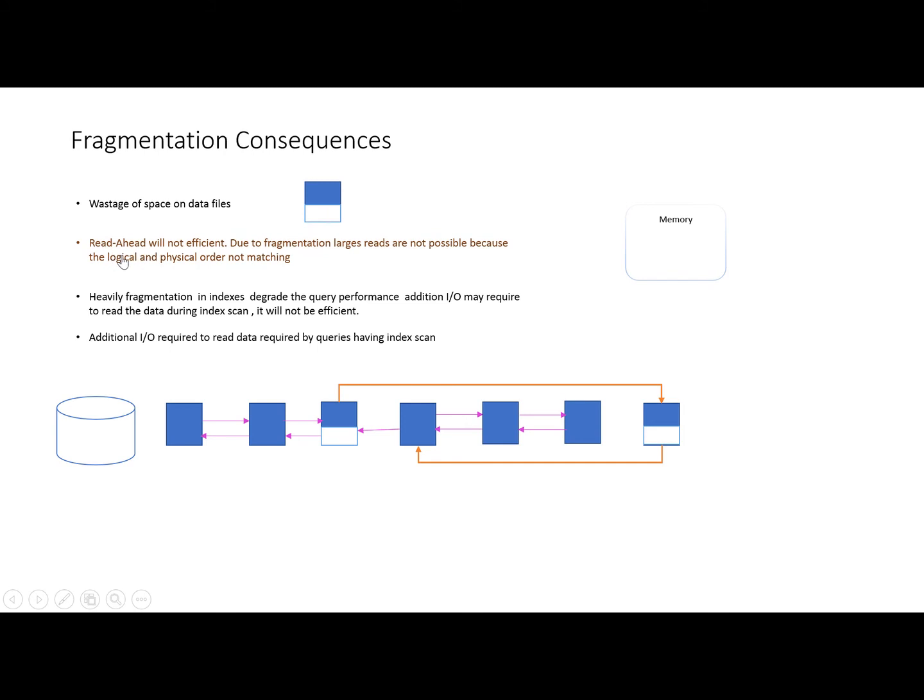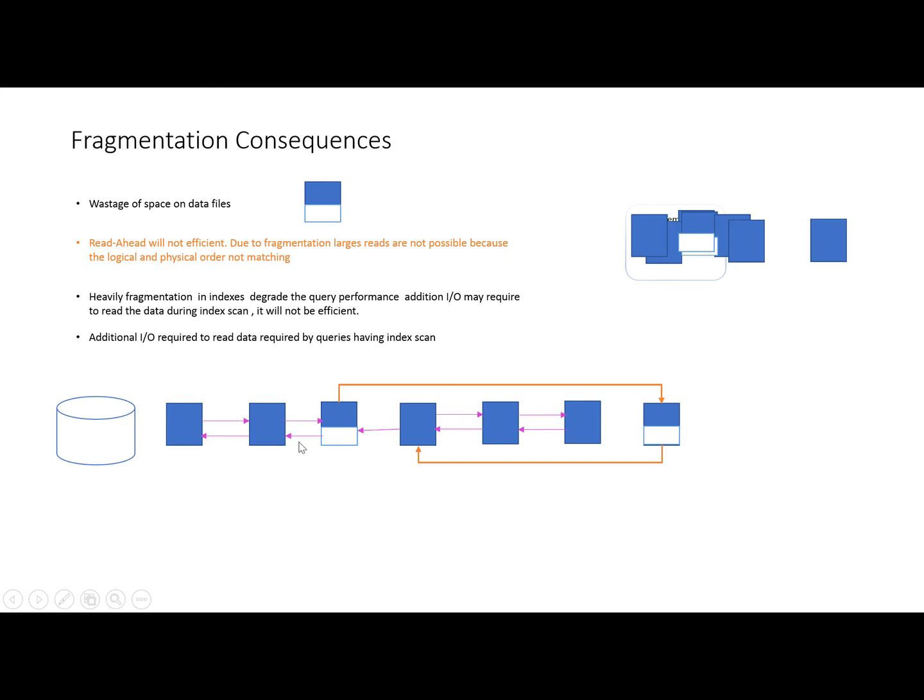The second thing is that read ahead will not be efficient due to fragmentation. Read ahead needs more cycles to read the pages. These pages are not fragmented, but these pages are fragmented because the logical and physical order is not matching. So when the read ahead process occurs, it can read these two pages continuously, and after that this fragmented page comes, so it will read this one page, and then after that it will read this page, and then again it will read one page. So if there is more fragmentation, the read ahead process will be very slow, and it needs more cycles to read these pages.